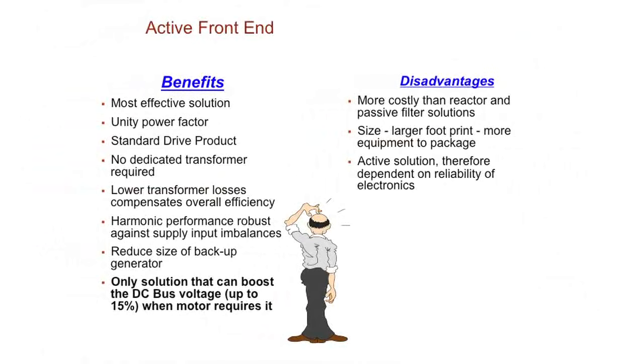A couple of nice things is the unity power factor. The biggest benefit is hardware. Definitely smaller physical size. No dedicated transformer needed. Lower losses. Overall efficiency is better. We can also reduce the size if a backup generator is used. We're not going to distort the voltage waveform. We have unity power factor.